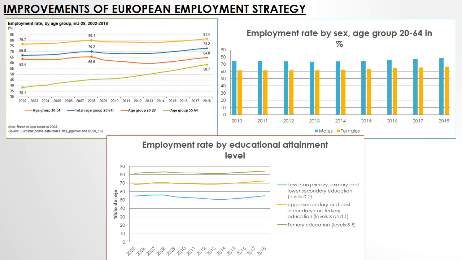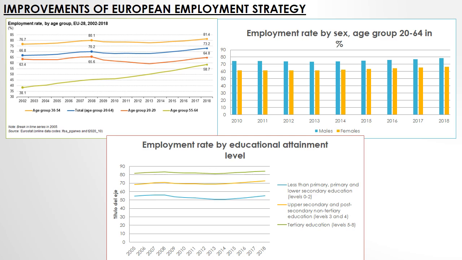For example, in the employment rate by age group, we mention that the age group between 55 and 64 years old increased at a fast pace since 2010. It has risen from 45% in 2010 to 58.7% in 2018, while other age groups modestly increased.